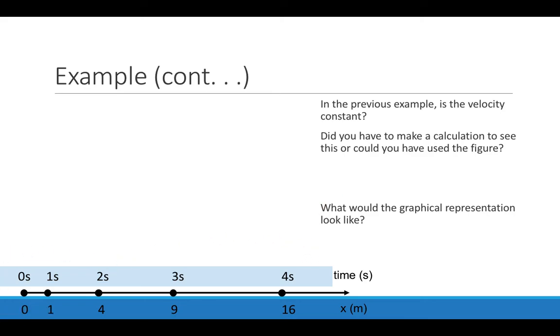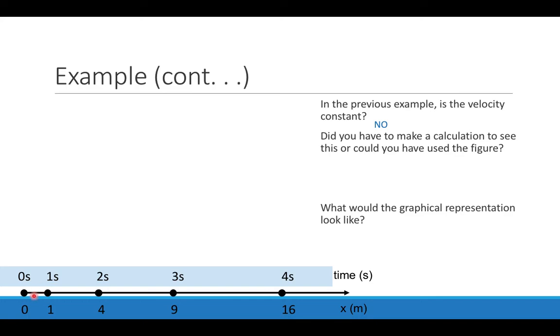So here's my picture again below, and we're going to answer a few questions. So in the previous example, is the velocity constant? And of course the answer to that is no. Did you have to make a calculation to see this, or could we have used the figure? And I sort of already answered this question, but I did not have to make a calculation.